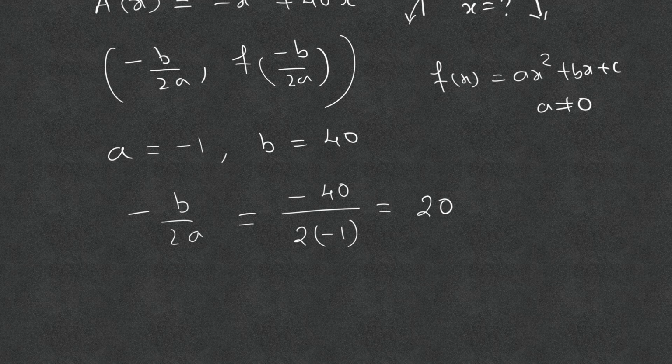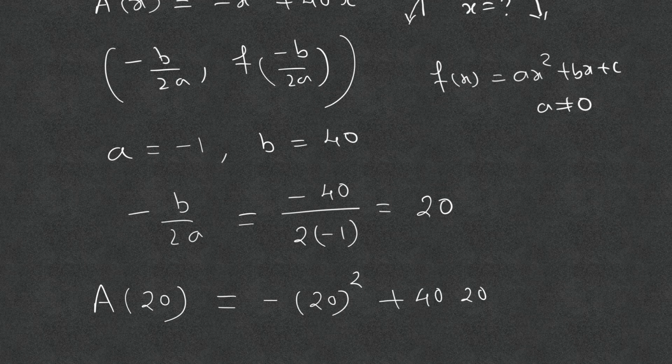Now we want to find the y coordinate of the vertex. That gives you the maximum area, which is obtained by plugging in x equals 20 in the area function. This equals negative 400 plus 800, which simplifies to 400 square feet.